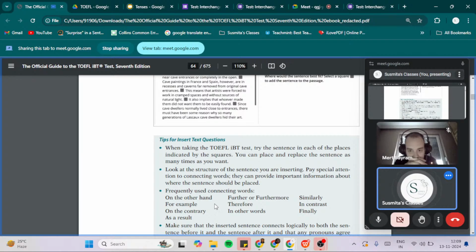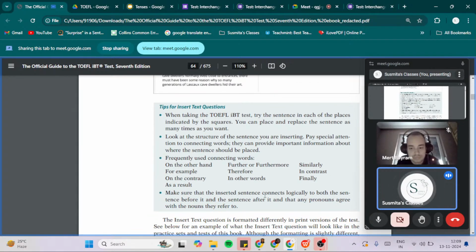If the sentence starts with words like on the other hand, further or furthermore, similarly, for example, then it won't come at the start of the paragraph, it will be somewhere in between. That's how you can gauge.